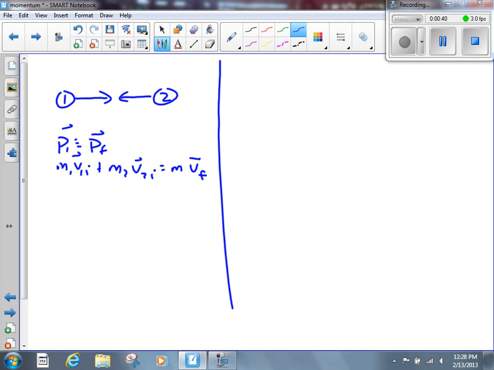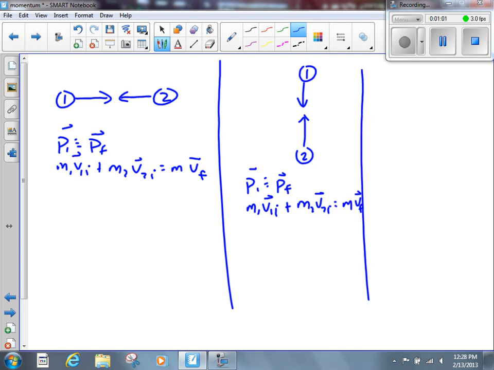If I give you this problem, where we've got object number 1 traveling downwards and object number 2 traveling upwards, we would do exactly the same thing. Pi is equal to Pf. Let's assume they stick together again. M1 V1I plus M2 V2I equals MVf. Again, not rocket science. We've done this before, and we've gotten pretty good at it over the last week or so. What if I give you a problem like this, though?